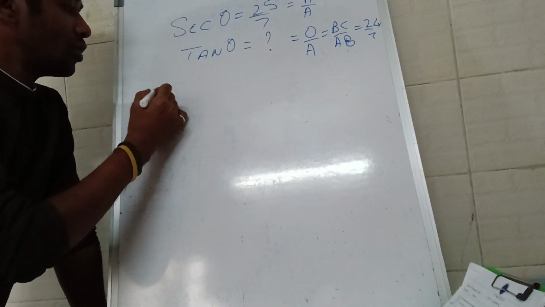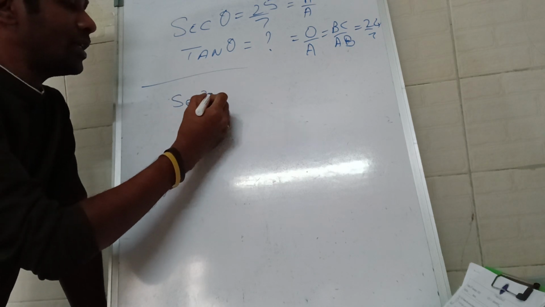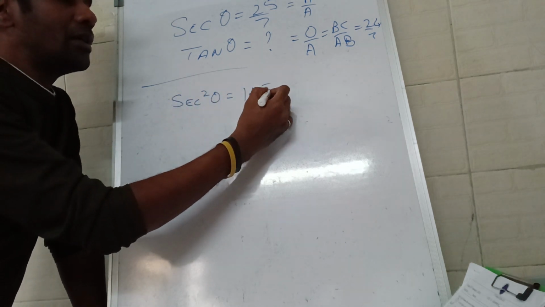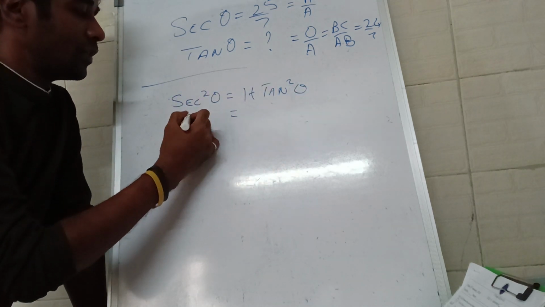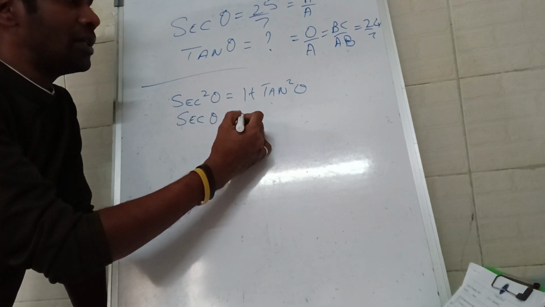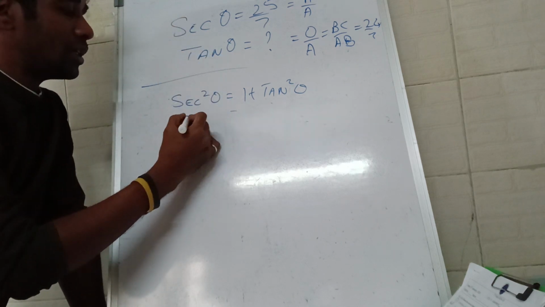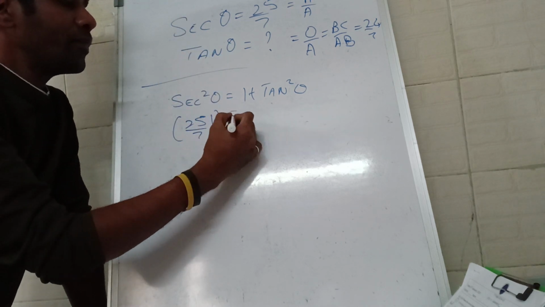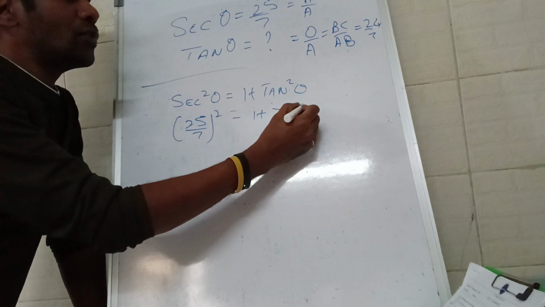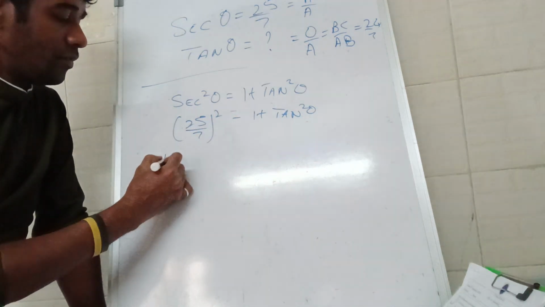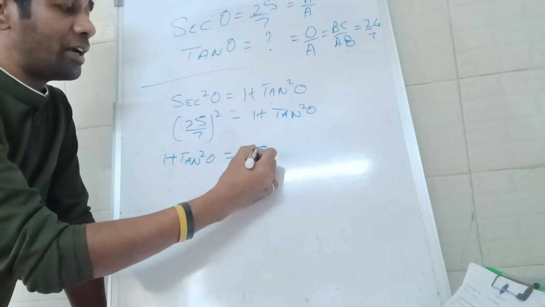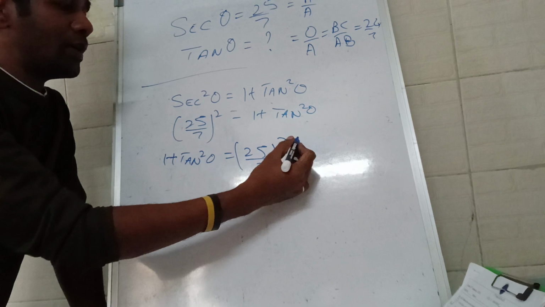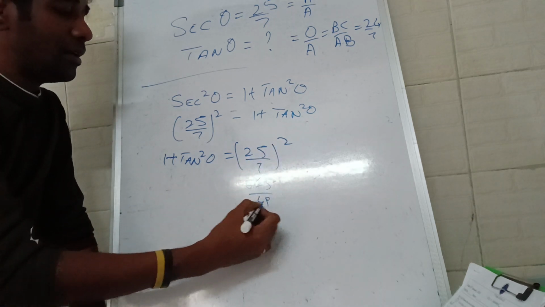Because sec theta was given, I'll take the identity formula which says sec square theta is equal to 1 plus tan square theta. So we have the value for sec theta, that is 25 upon 7, the whole square is equal to 1 plus tan square theta. Flip them, left hand side to right hand side and right hand side to left hand side. 1 plus tan square is equal to 25 upon 7 the whole square. This will become 625 by 49.